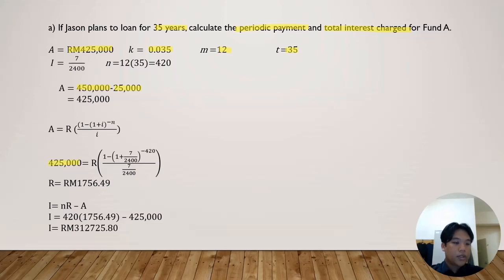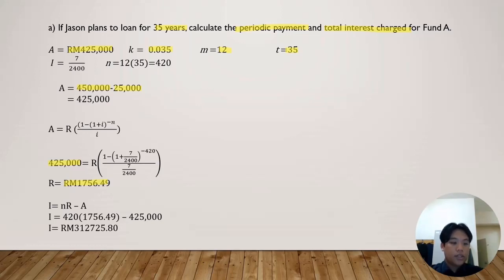So A, 425,000 ringgit, equal to R, bracket 1 minus bracket 1 plus 7 over 2,400, close bracket, power of negative 420 over 7 over 2,400 close bracket. So the final answer is 1,756 ringgit and 49 cents. This is the periodic payment.